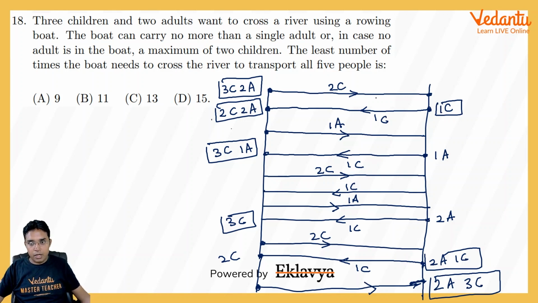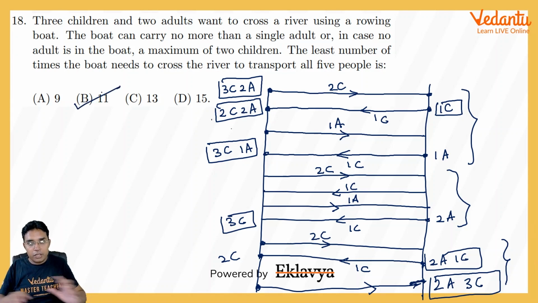So you can see total of 4 rounds to send 1 adult, 4 rounds to send other adult, and 3 rounds to send the 3 kids. So 4 plus 4, 8 plus 3, 11. To make sure that it is the least possible number of rounds, you can check whether we have wasted any round or not. You can check.